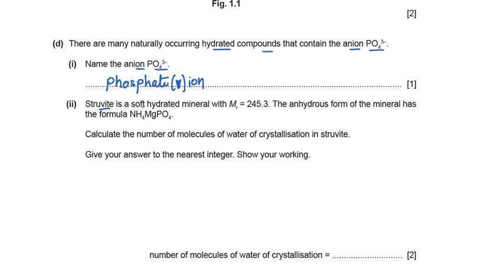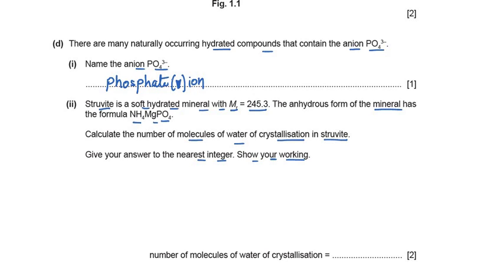Now struvite is a soft hydrated mineral with the molecular mass 245.3. The anhydrous form of the mineral has the formula NH4MgPO4. Calculate the number of moles of water of crystallization in struvite. Give your answer to the nearest integer. Show your working. Now what we are supposed to find out is the number of molecules of water with 1 molecule of struvite.